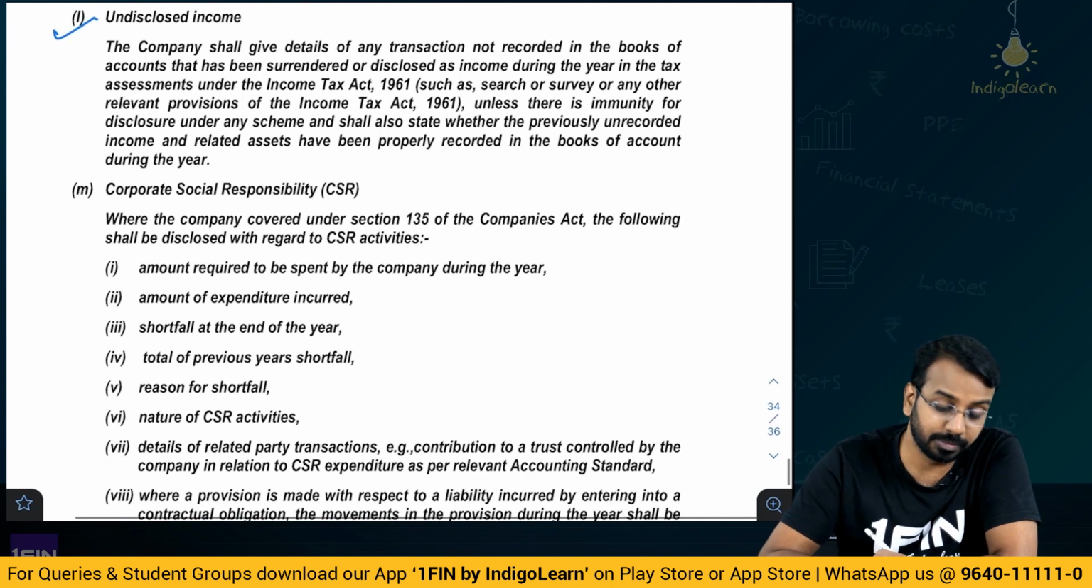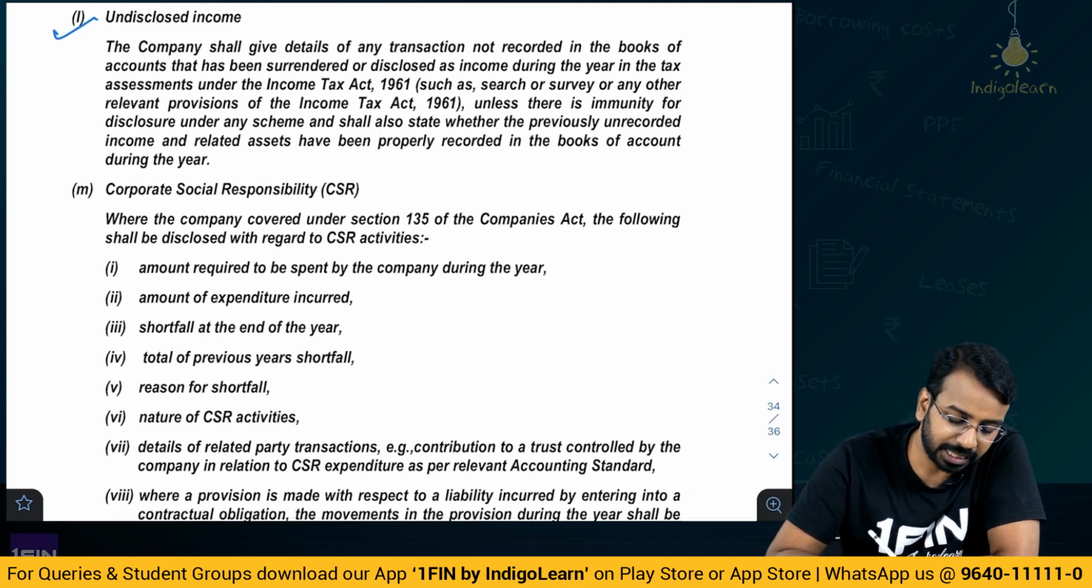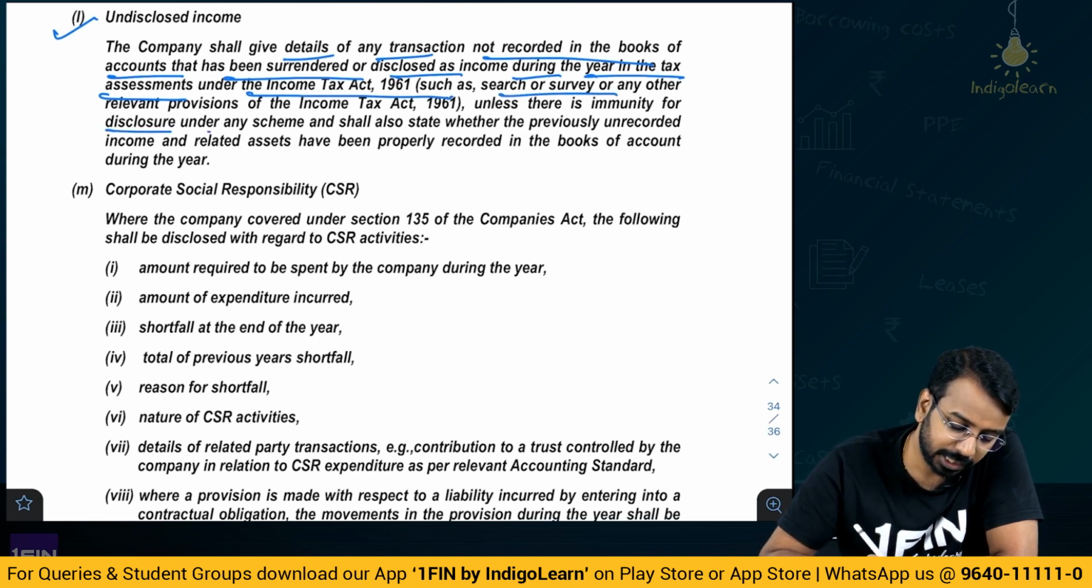Then undisclosed income, a new amendment. The company shall give details of any transaction not recorded in the books of accounts that has been surrendered or disclosed as income during the year in the tax assessment under the Income Tax Act, such as search or survey, unless there is immunity for disclosure under any scheme, and shall also state whether previously unrecorded income and related assets have been properly recorded in the books of account during the year.